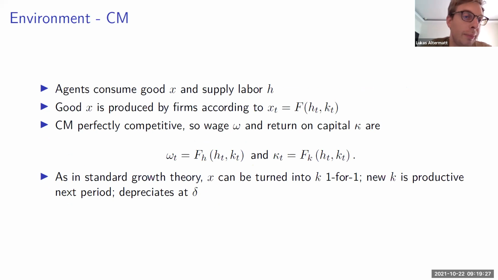Okay, so in the CM, centralized market, agents consume a good X and they supply labor H. A good X is produced by firms according to a production function that depends on H, labor input, and K, capital input. We assume the CM is perfectly competitive, so the wage omega and the return on capital kappa are just given by the marginal products of labor and capital. And as in standard growth theory, X can be turned into capital 1-for-1, new capital is productive in the next period, and it depreciates at rate delta.